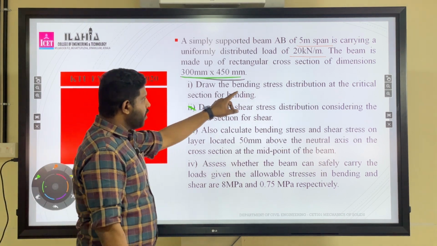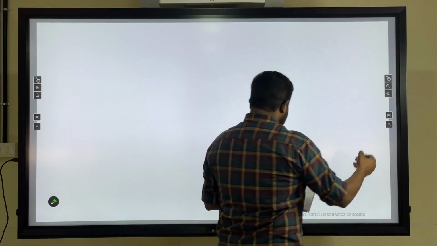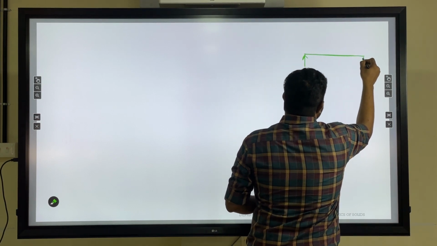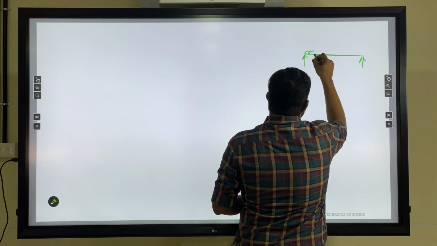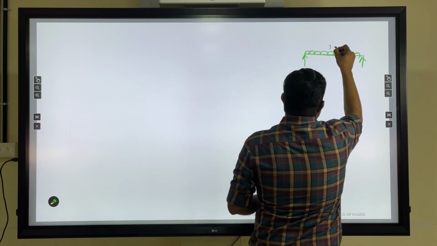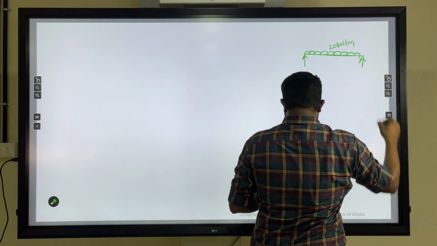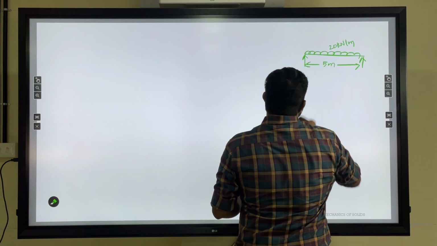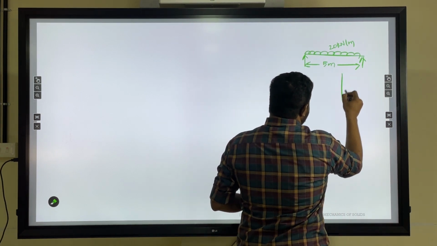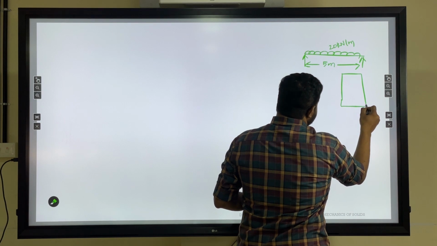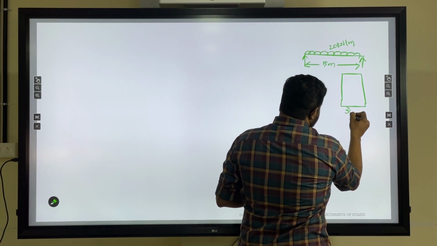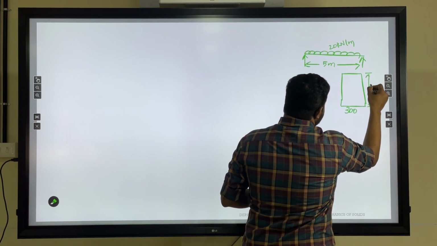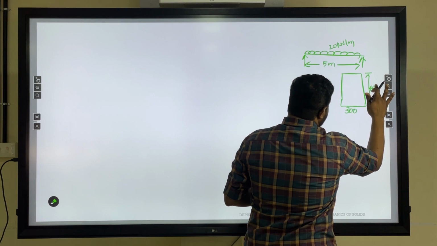So first thing, we have to calculate the bending stress distribution. A simply supported beam carrying a UDL of 20 kilonewton per meter for a length of 5 meter. Okay, and the cross section details, it is 300 by 450 mm.